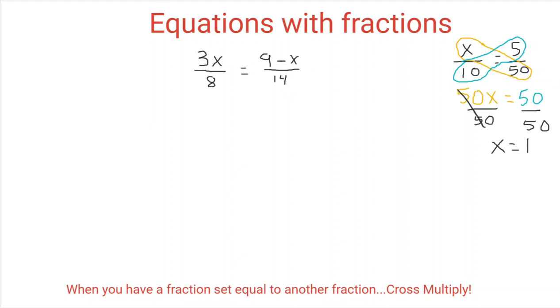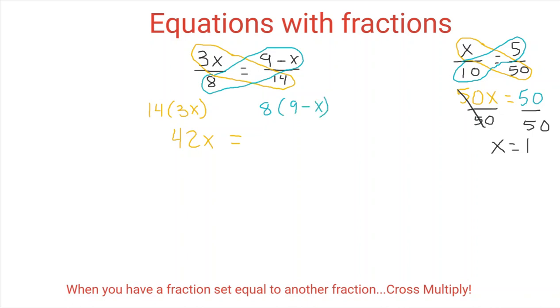You can cross multiply. So you would take these two and cross multiply: 14 times 3x. 14 times 3 gives you 42, and the x stays with it. Then we cross multiply the other way, so that'd be 8 times 9 minus x. 8 times 9 gives me 72, and 8 times negative x gives me negative 8x. So now I can solve it like a regular equation.